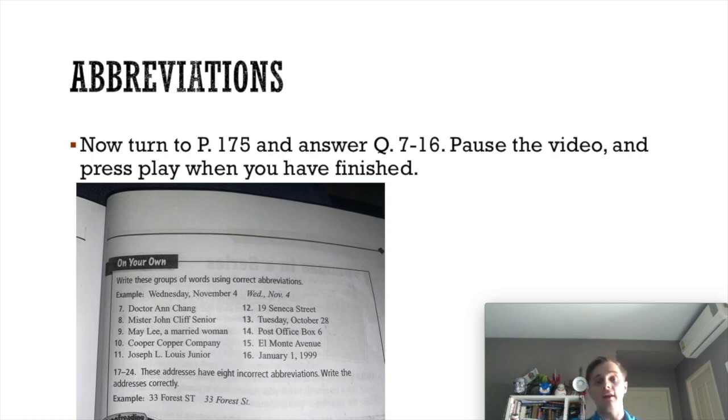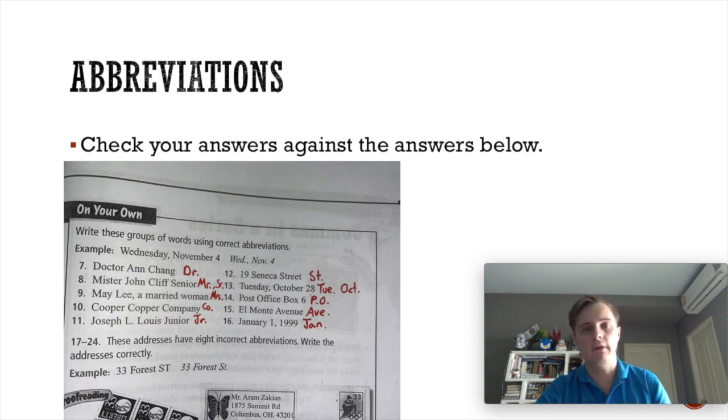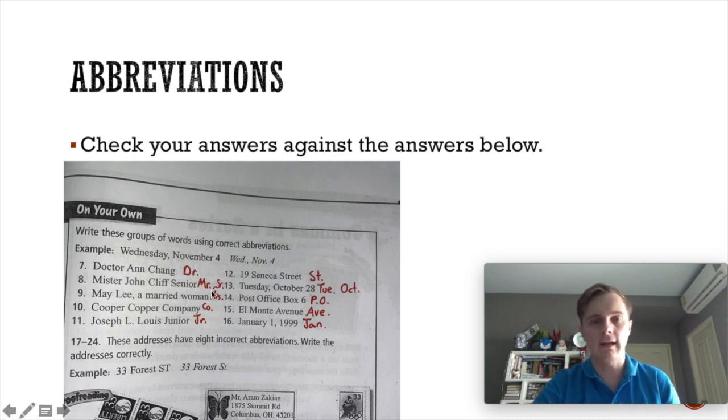Okay, have you finished those questions? If you're finished, you can keep watching. Okay, so number 7, Dr. Anne Chang. We changed the word doctor to DR period. Number 8, Mr. John Cliff Sr. There's actually 2 things we need to change there. We change Mr. to MR period and Senior to SR period.